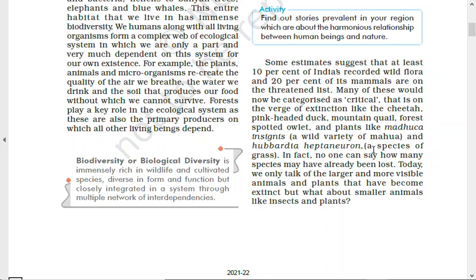Mahua is written "Madhuka", and in brackets, Mahua. Mahua is basically a flower. It's a yellow or cream color flower. We pluck it, or it falls down on the soil, and then we pick those up and dry them in the sun.